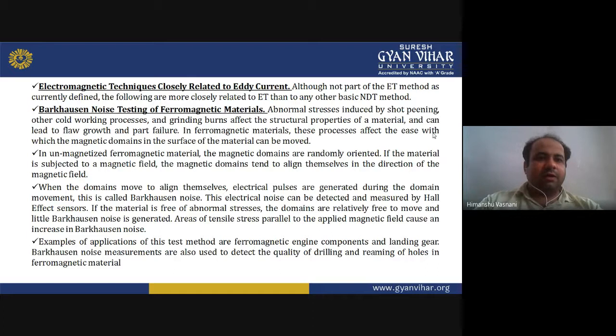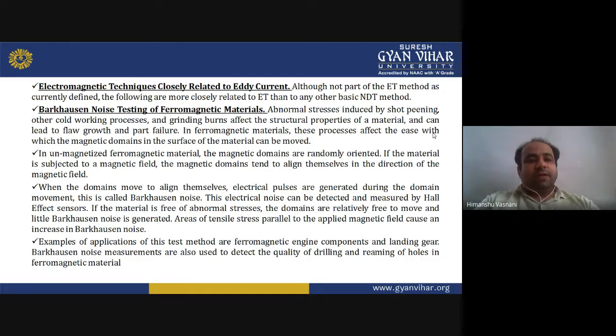If we apply a magnetic field to a material like unmagnetized ferromagnetic material, the magnetic domains will align themselves in the direction of the magnetic field. When the domains align, electric pulses are generated during the domain movement, and this is called Barkhausen noise. This electrical noise can be detected and measured by a Hall effect sensor.